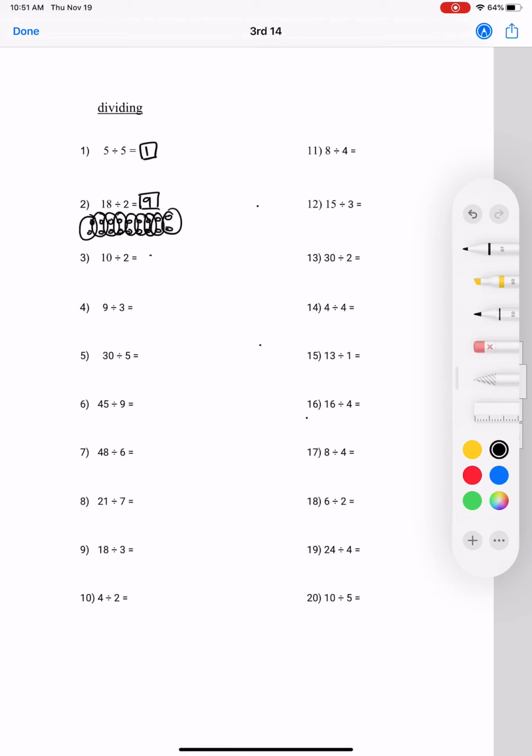Number 3, 10 divided by 2 is 5, 9 divided by 3 is 3, 30 divided by 5 is 6, 45 divided by 9 is 5, 48 divided by 6 is 8, I think. 21 divided by 7 is 3. 18 divided by 3 is 6. 4 divided by 2 is 2. 8 divided by 4 is also 2. 15 divided by 3, 5.